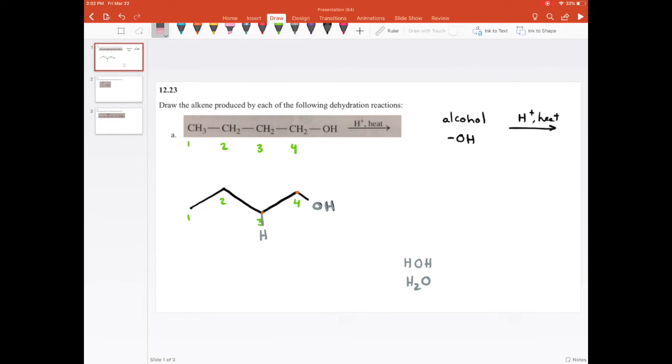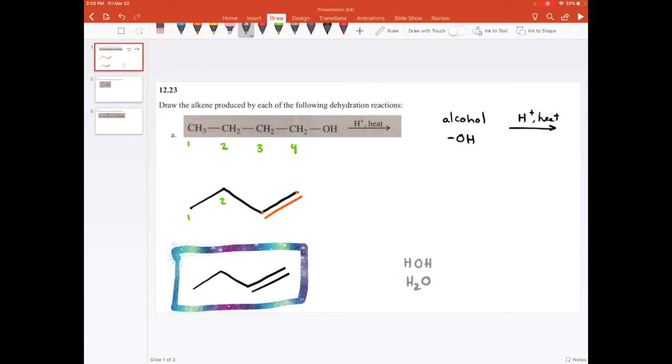So in a dehydration reaction, you take the OH off and the bond going to it. You take the H off and the bond going to it. And then between those two carbons that had the OH on it and the H on it, you draw a double bond. So the product here would look like this. And that would be the product you get, the alkene. Remember, an alk just means it's a hydrocarbon, and the ene just means you have a double bond. So that's the alkene you get from that dehydration reaction.